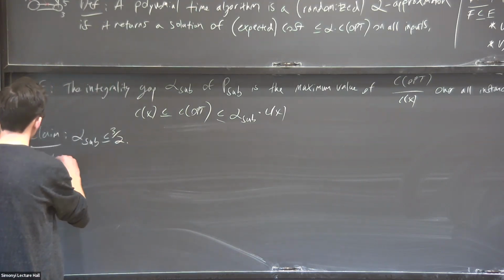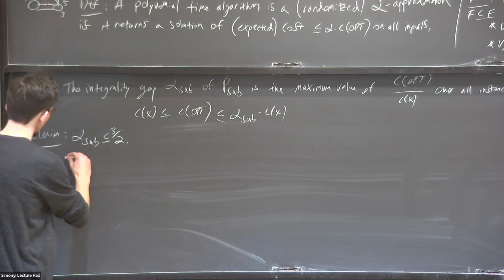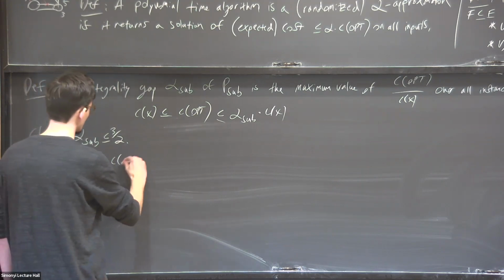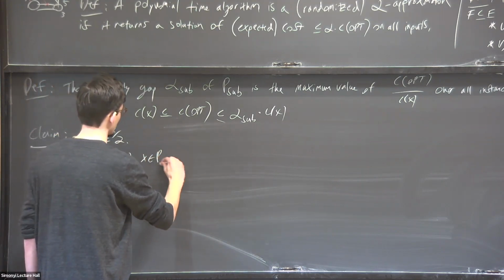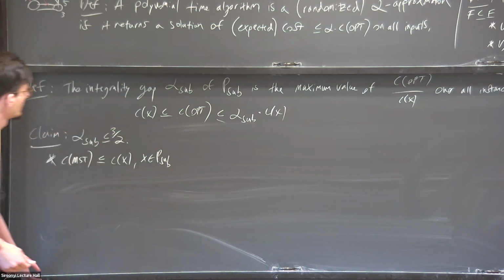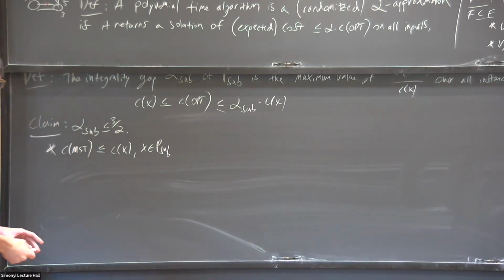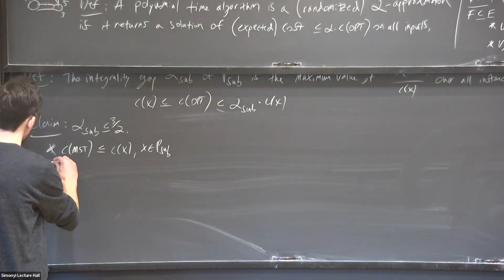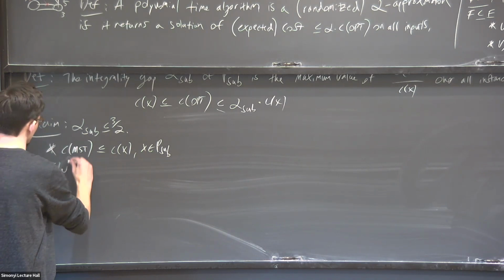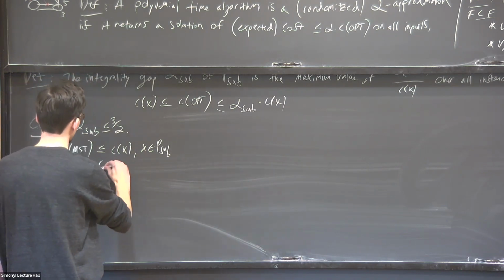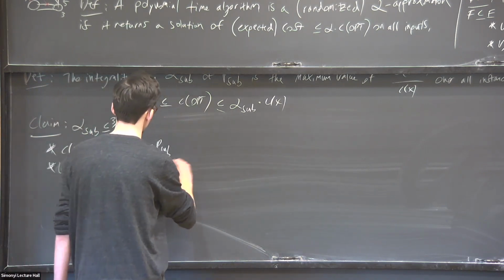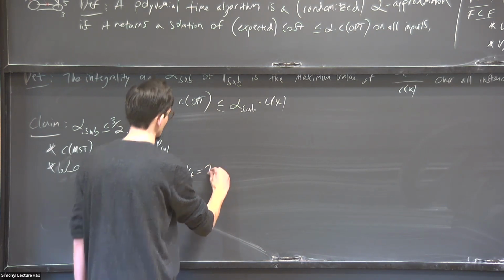So the first thing we're going to do is prove that the cost of the MST, the minimum spanning tree, is at most the cost of X for any X in this polytope. All right. And now it turns out that without loss of generality, for X lying in this polytope, there exists an edge F such that X of F is equal to 1.